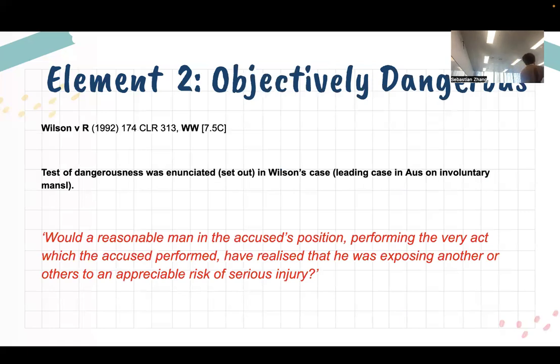Objectively dangerous. The act must be objectively dangerous. So in the exam, you just have to simply quote this sentence: Would a reasonable person in the accused's position, performing the very act which the accused performed, have realized that he was exposing another to an appreciable risk of serious injury? Okay, that is a test.